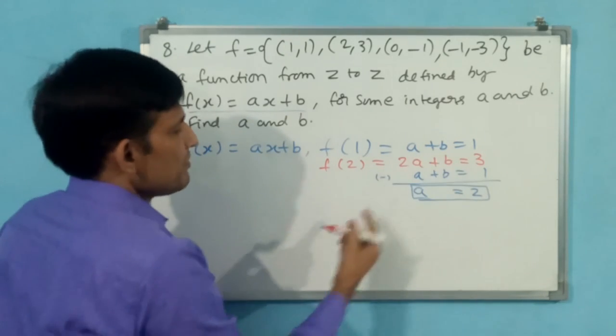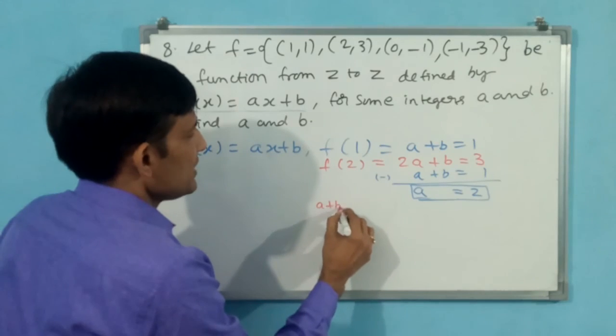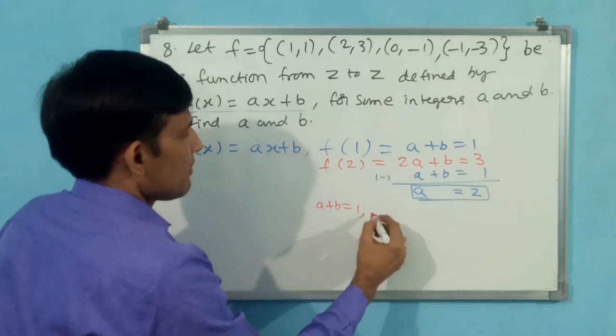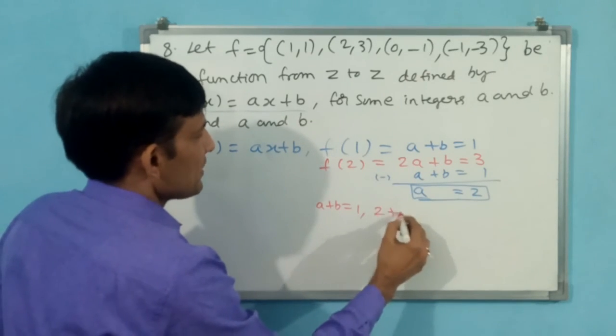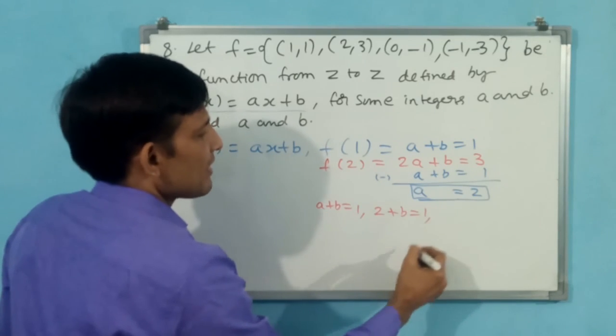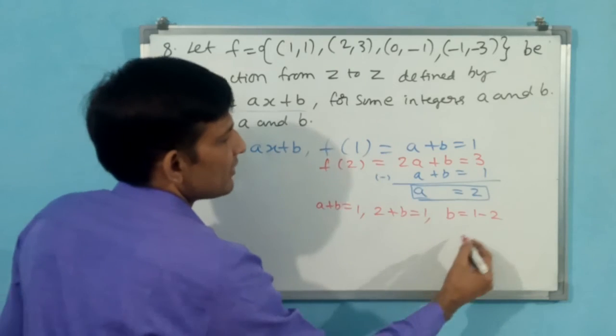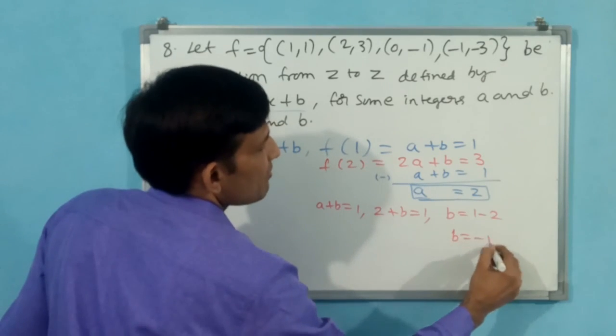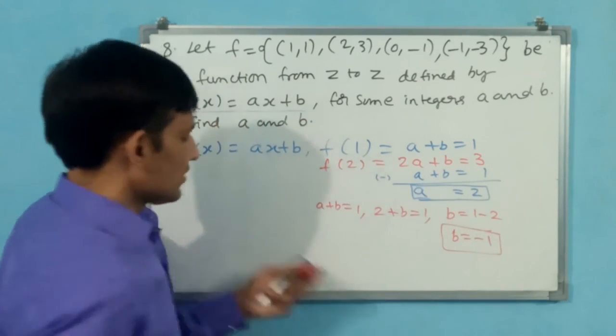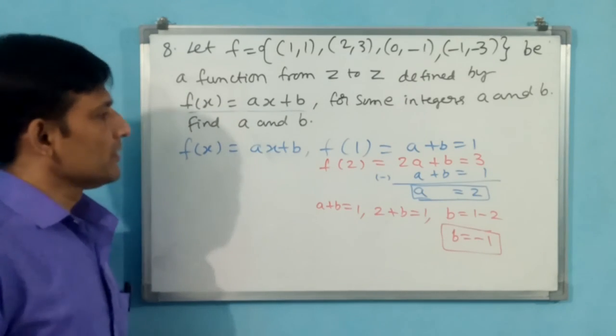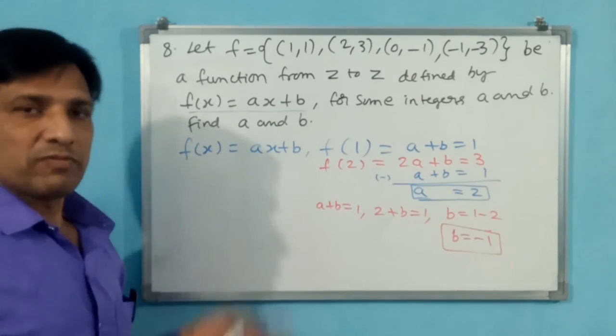When a has come, b also you can find. a plus b is equal to 1, a is 2, so 2 plus b is equal to 1. b is equal to 1 minus 2. This 2 goes to that side. b is equal to minus 1. This answer also has come to you. In this way you have to finish this problem.